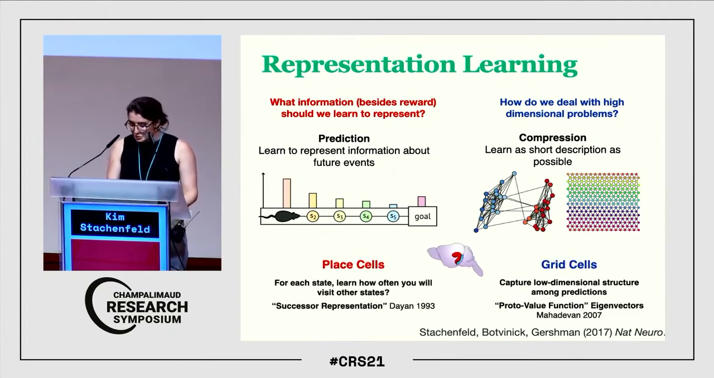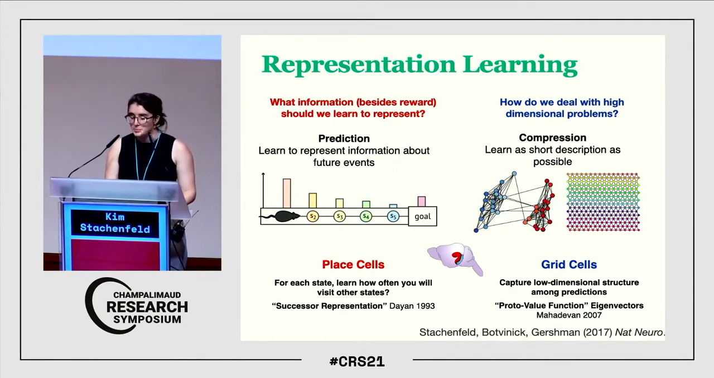So in a 2017 paper, we basically hypothesized that these two roles in representation learning could be used to motivate the representations that you see in different parts of the hippocampal formation. So our hypothesis is that place cells are representing a prediction of what states are going to happen next, and that this is useful for efficient learning.